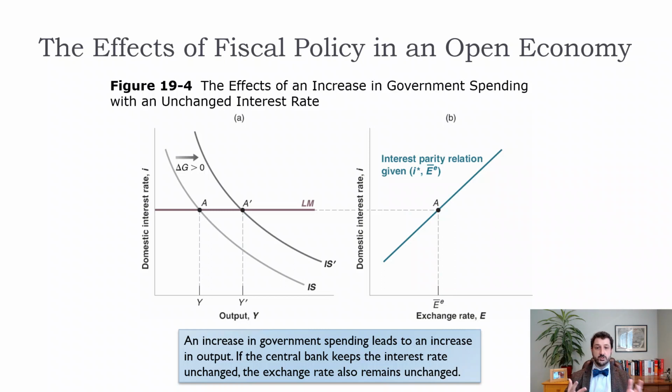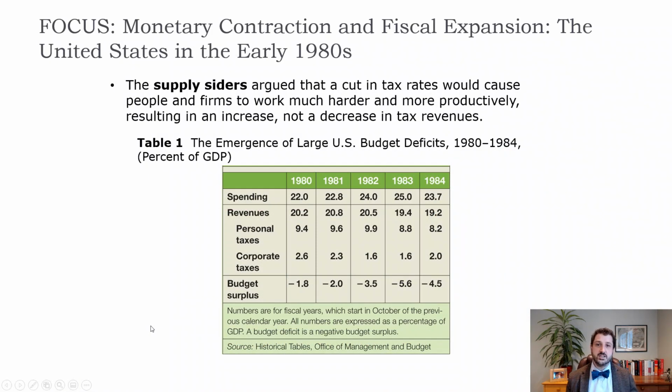Well, the result on domestic output is ambiguous, right? Because the monetary contraction should decrease output. The fiscal expansion should increase output. But we should see higher interest rates, a stronger dollar, higher exchange rates, and an increasing trade deficit. And of course, we should also see a higher budget deficit because of the increase in government spending and/or decrease in taxes. So this is exactly what we saw in the early 1980s in the United States.